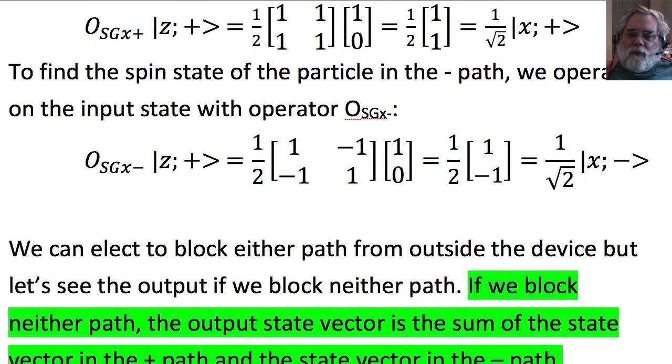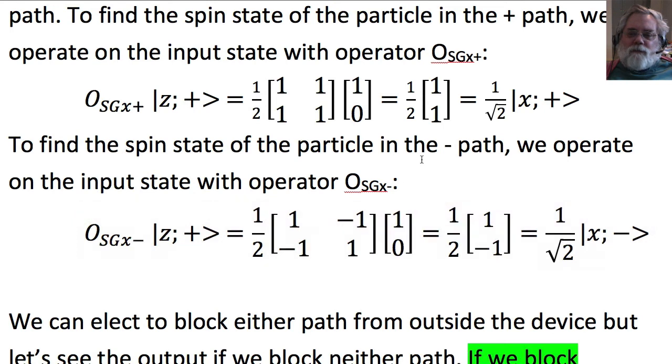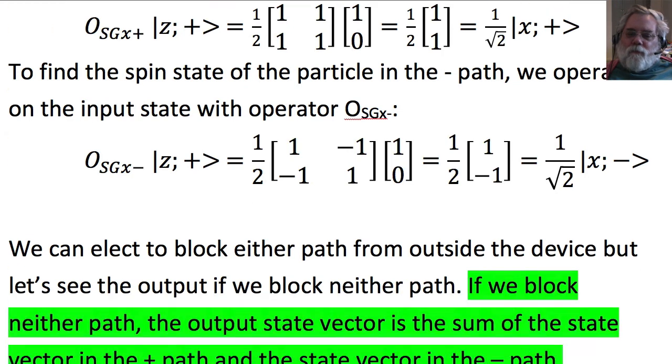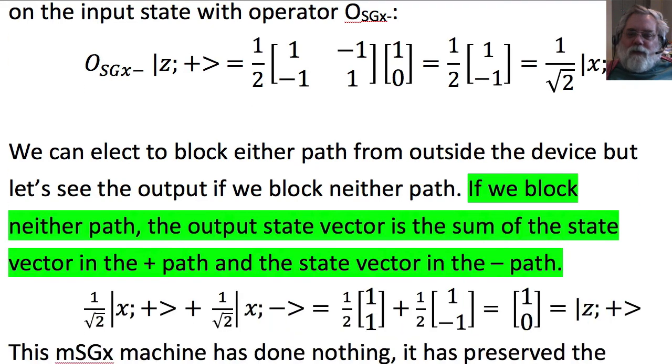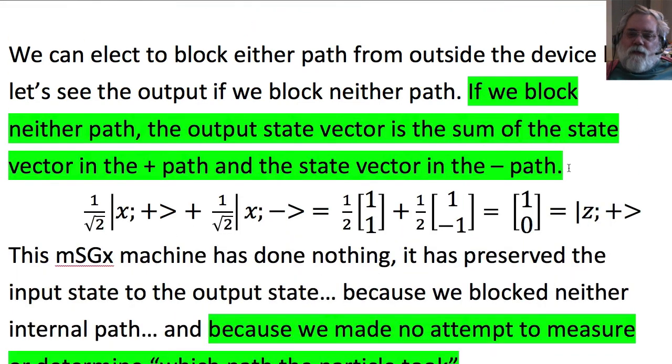Now, if we blocked either path from the outside of the device, if we block the minus path, the output state would be 1 over square root of 2 x plus. If instead we block the plus path, the output state would be 1 over square root of 2 x minus. But what if we don't block either path? If we block neither path, the output state vector is the sum of the state vectors in the plus path and the state vector in the minus path. We already calculated what the state vectors are in those paths. Now we just need to add them together.